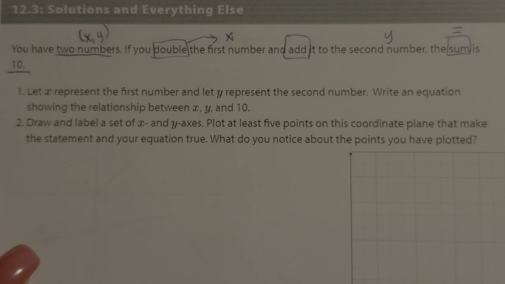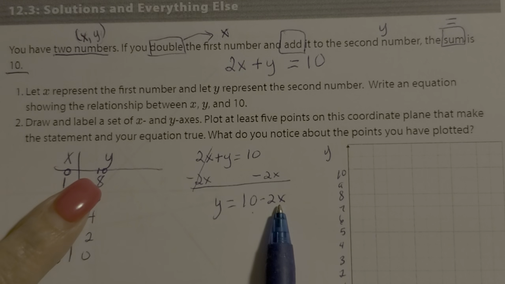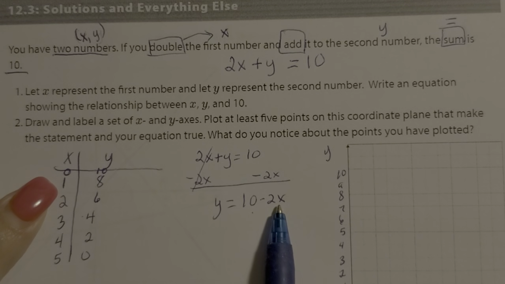If we rearrange the equation by subtracting 2x from both sides, we get y is equal to 10 minus 2x. So if x is 0, 10 minus 0 is 10. If x is 1, 2 times 1 is 2, 10 minus 2 is 8. If x is 2, that's 4, so 10 minus 4 is 6.